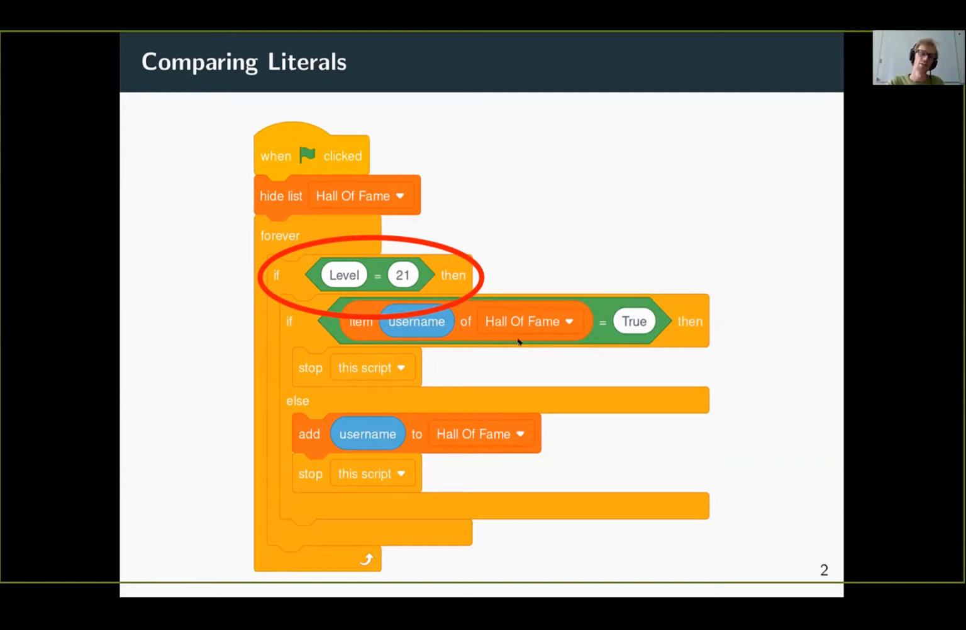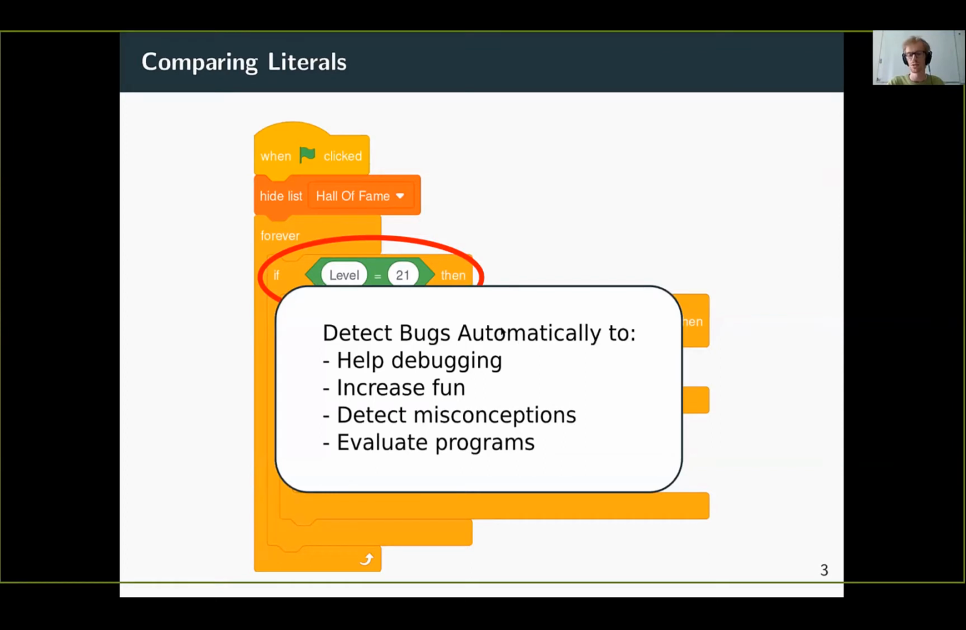And it can also indicate that there are some misconceptions the student has about how to use variables or what strings versus numbers are. So when we look at things like this, our goal was to detect bugs like this automatically, to help students debug their programs and, well, increase the fun for the programmers, and also detect such misconceptions, and also for teachers maybe to evaluate the programs.